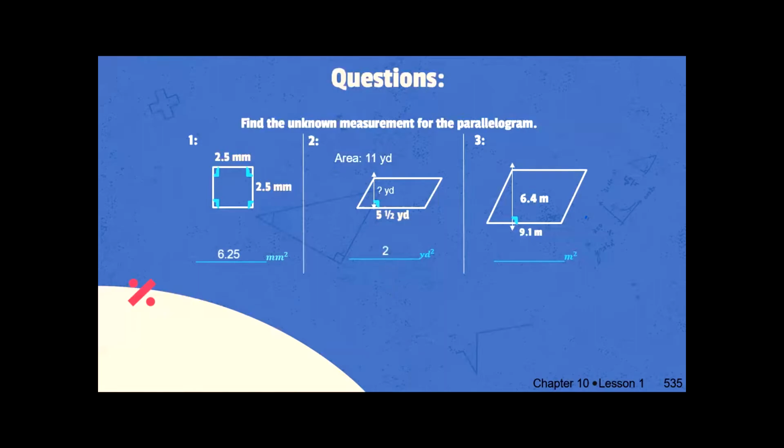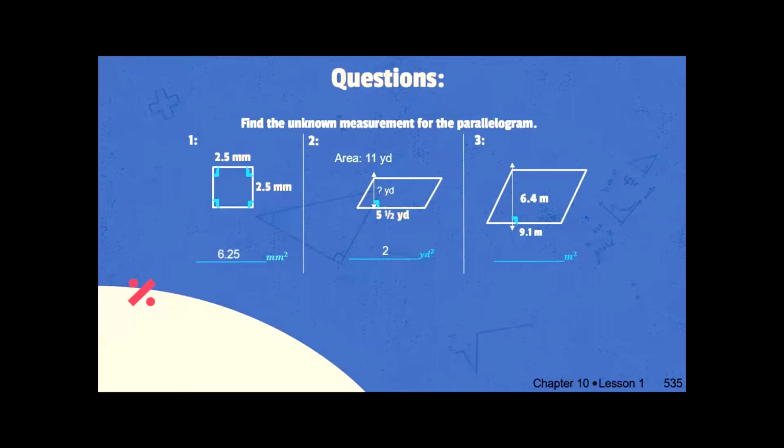As we know, why do we divide? Because they gave the area and now they want the height. They gave the base and the area, and they want the height. How can we do it? We just divide 11 by 5.5. So the answer is 2.